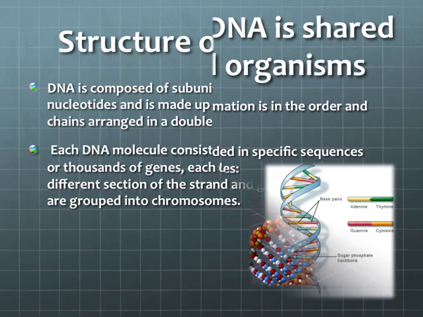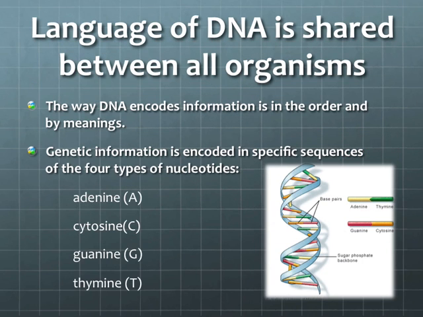Next slide. The language of DNA is shared between all organisms. The way DNA encodes information is almost like letters in our alphabet. For example, they are ordered and carry meanings. For example, the words red and art have the same letters but in different order, so their meanings are also different. The same situation is with genes and DNA. The four main types of nucleotides are adenine, cytosine, guanine, and thymine. You can see it. Next slide.